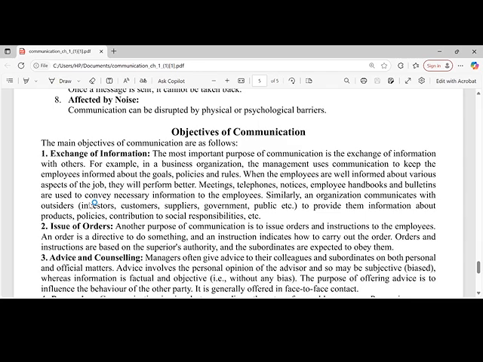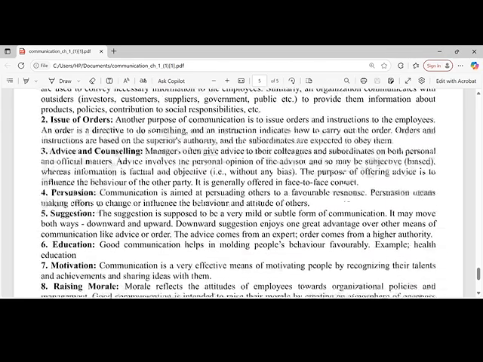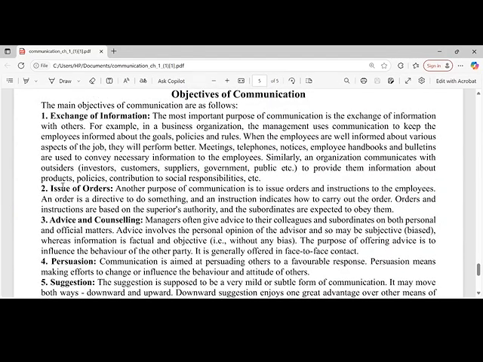So what are the objectives of communication? First is exchange of information, exchange of ideas, sharing of information. Like in a business organization, if the employees are well informed about various aspects of the job, they will perform better. So sharing of information is done through meetings, telephones, notices, employee handbooks, bulletins, and the organization also communicates with outsiders, investors, customers, suppliers, the public, and the government, to provide information about its products and policies and contribution to social responsibilities.